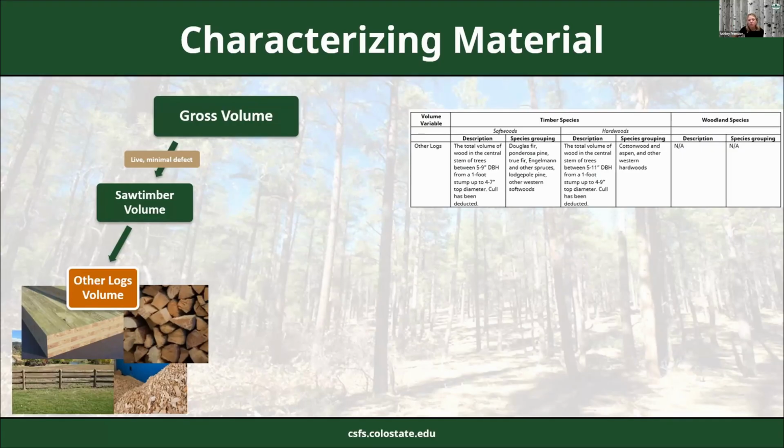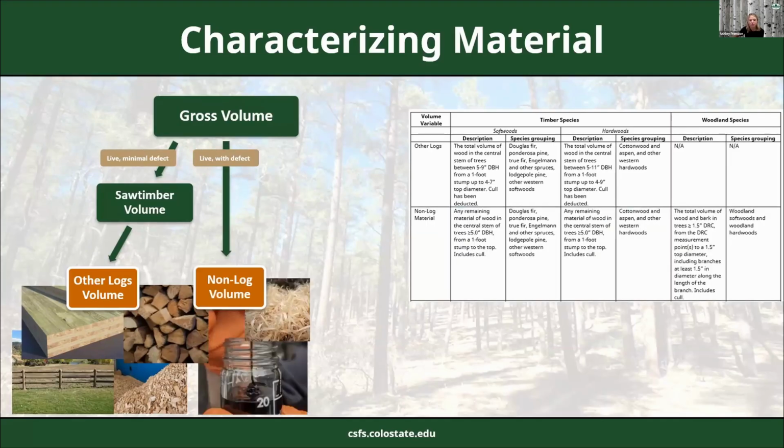So we started with the gross volume and then subtracted the saw timber volume, focusing on the net values that exclude defect and cull. And so doing that, we were able to isolate the smaller diameter materials, so trees that are between 5 and 9 inches for softwood timber species. And so examples of what this can be used for are traditional things like post and pole and firewood, but also emerging industries like mass timber in Colorado.